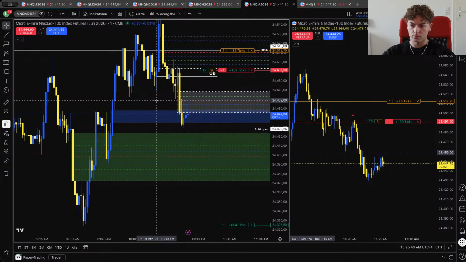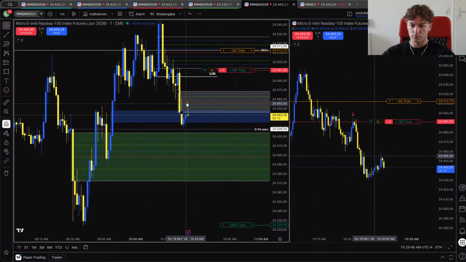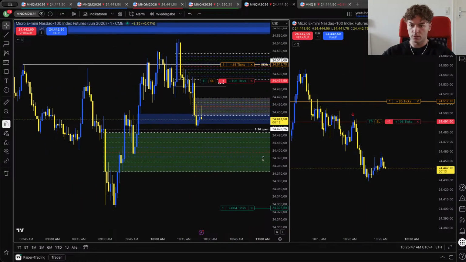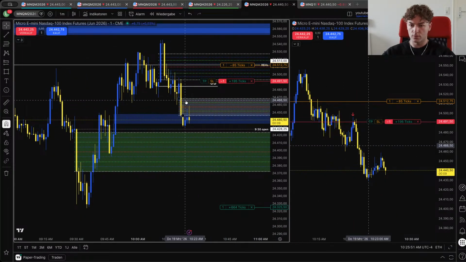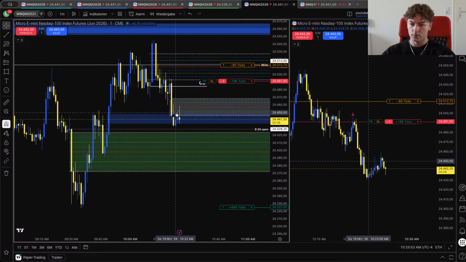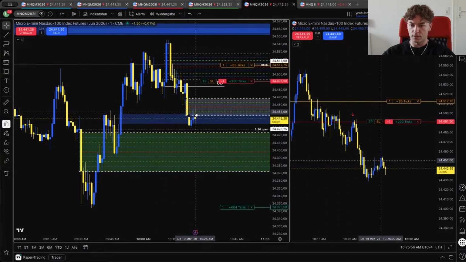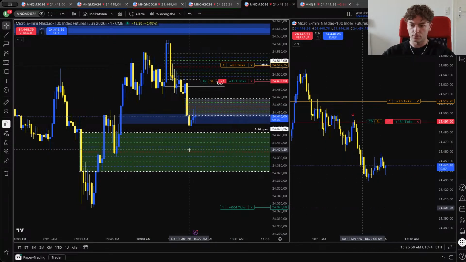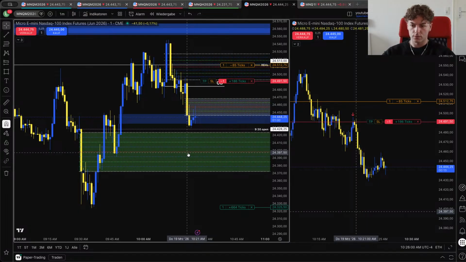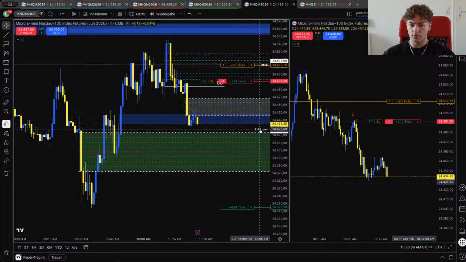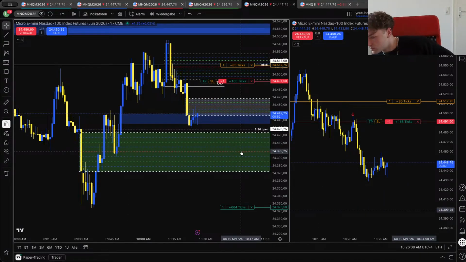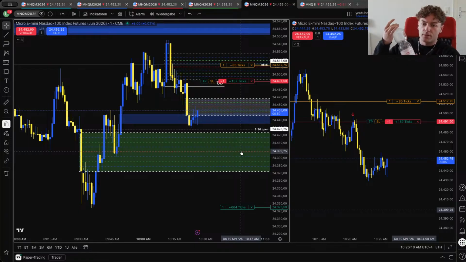So yeah, that's a weakness. If we see the body even close below that fair value gap, now I want to see price dig into this fair value gap and also close below the 9:30 open level. That would be great.